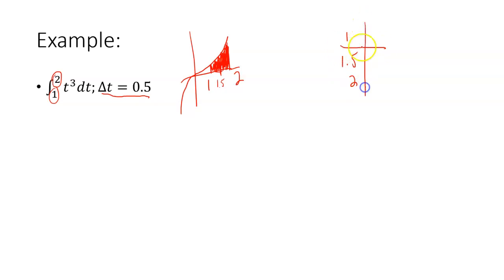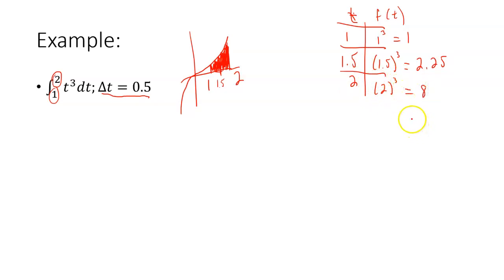I'm going to make a little table. So here's t, and here's my f of t. So at 1, I'm looking at t cubed, so 1 cubed. My function value is 1. At 1.5, my function value is 1.5 cubed. That's 3.375. And at 2, my function value is 2 cubed, which is 8. So that gives you a little idea about what the points are.